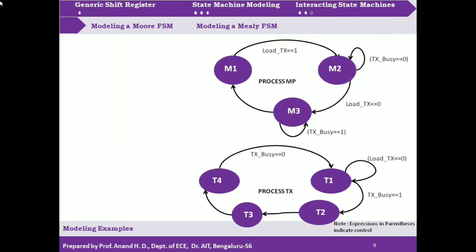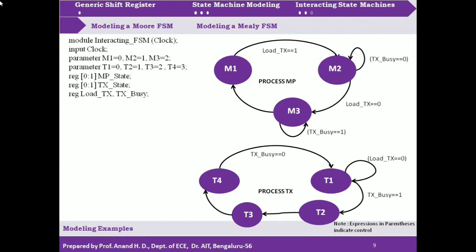So these are the processes, and we shall start with the modeling. We have the keyword module, then the module name interacting_FSM. The IO list consists of only one input, that is clock. Then we have parameters M1, M2, M3 equal to 0, 1 and 3. These are the states M1, M2 and M3 of the process MP.